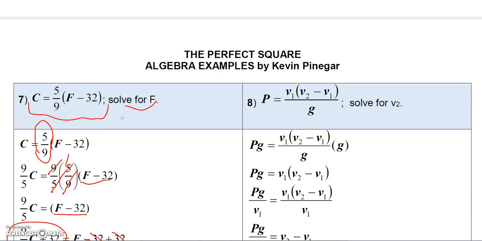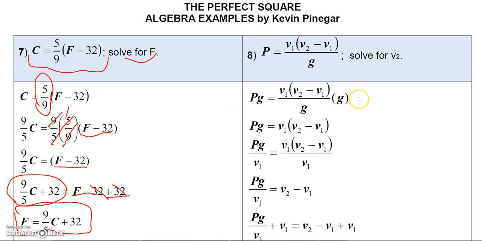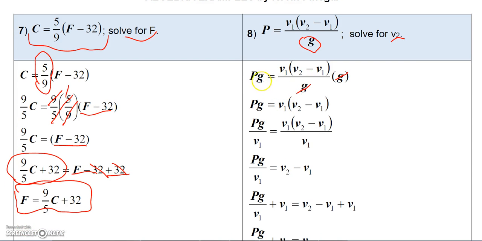Okay? Now, right here, this is probably the most difficult one of all. I want to solve this for V2. So what I'm going to do here is, again, get rid of this denominator by multiplying both sides by G. If I multiply this side by G, then G over G is just 1, and then I'll have to multiply the left side by G as well. So I get PG equals just this portion, V1 times (V2 minus V1).